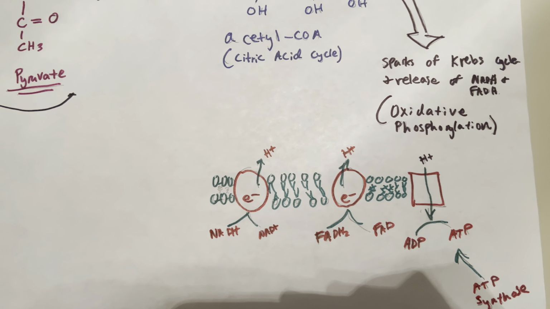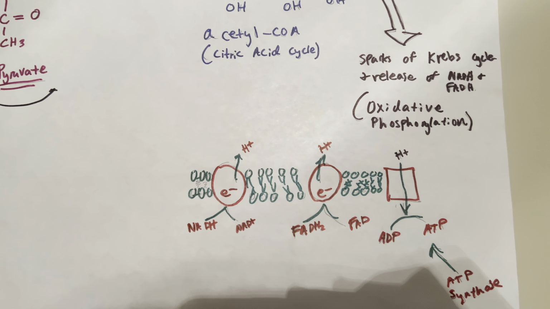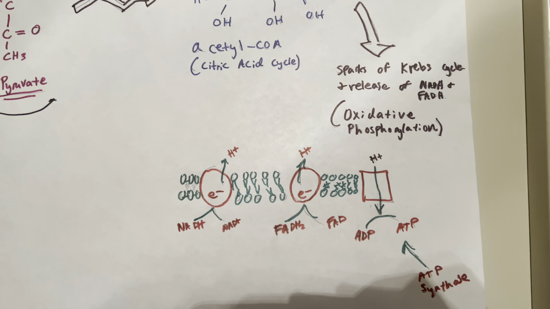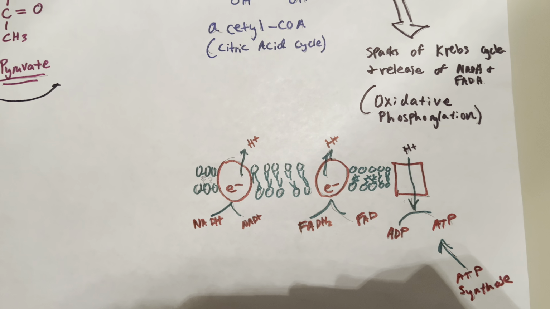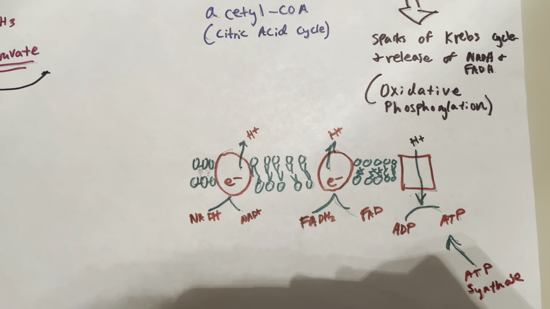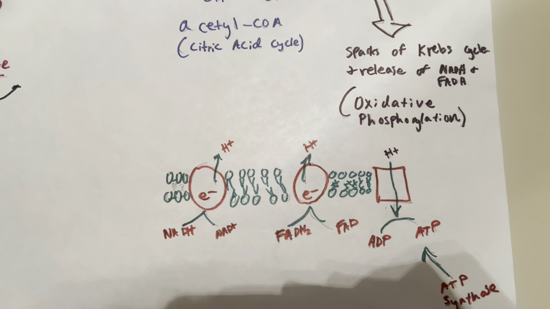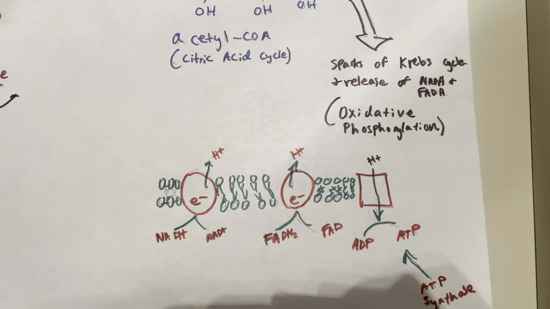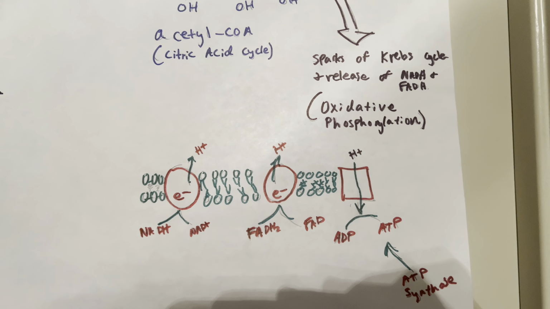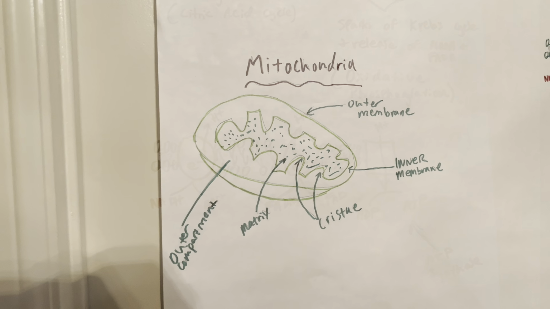The role of the electron transport chain is to produce ATP molecules, but it is also a collection of proteins found on the inner membrane of the mitochondria. NADH releases hydrogen ions and electrons into the transport chain.